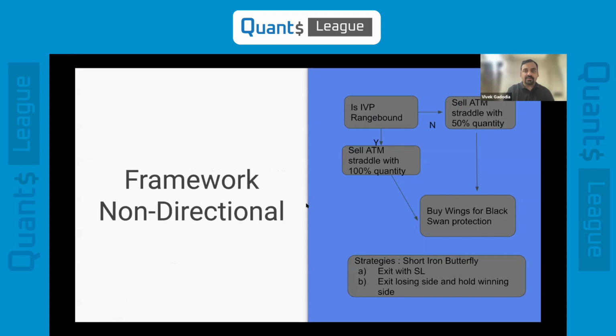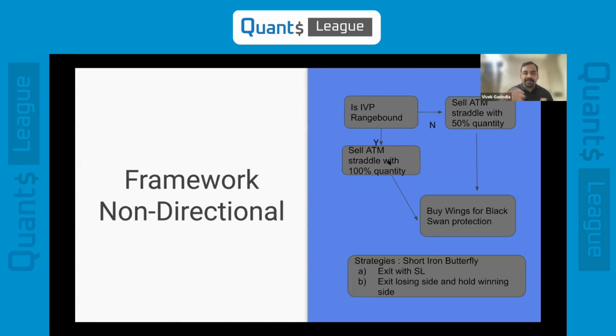So how will we now basically use this to write options? We can simply check first whether IVP is range bound. So that means it is between 25 to 70, let's say in our case. If it is range bound, then what we are going to do is sell an at the money straddle with 100% quantity. Because IVP is range bound, we are going to do the full 100% quantity of what we want to trade in the selling. Okay.